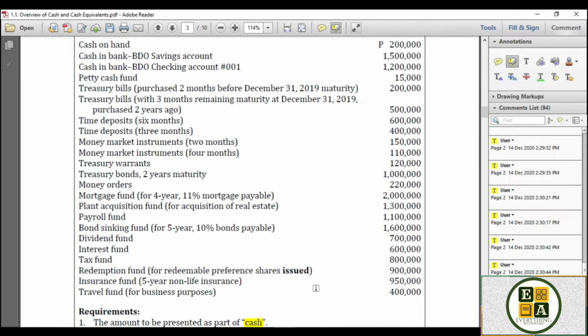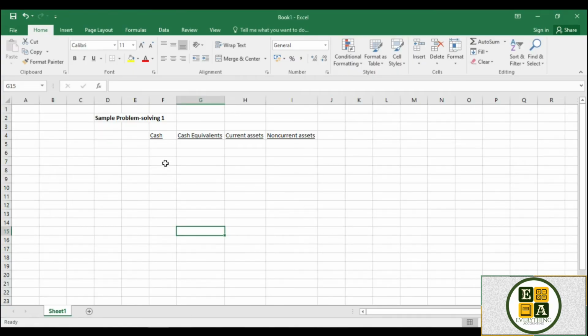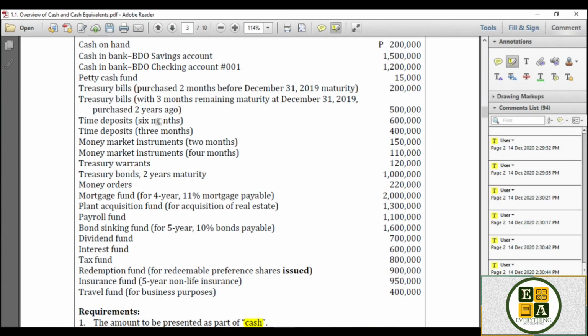So let's start with answering number 1, with cash. Okay? By the way, I have here parang solution format. So let's qualify na lang each item as to cash, cash equivalent, current assets. So let's proceed. Let's start with cash on hand. We're going to solve all the 4 in one setting para mabilisan.